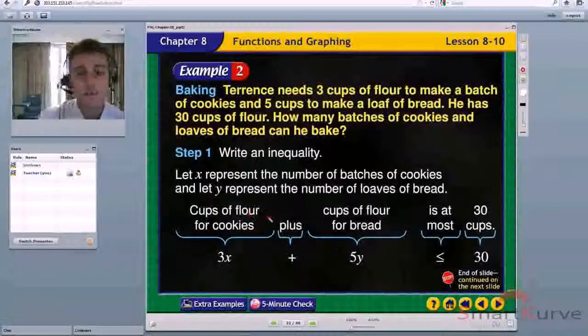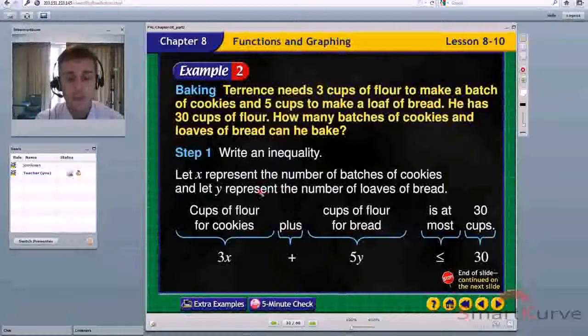Terrence needs 3 cups of flour to make a batch of cookies and 5 cups to make a loaf of bread. He has 30 cups of flour. How many batches of cookies and loaves of bread can he bake? Step 1, write an inequality. Let x represent the number of batches of cookies and let y represent the number of loaves of bread. Cups of flour for cookies, 3x, plus cups of flour for bread, 5y, is at most, less than or equal to 30 cups.